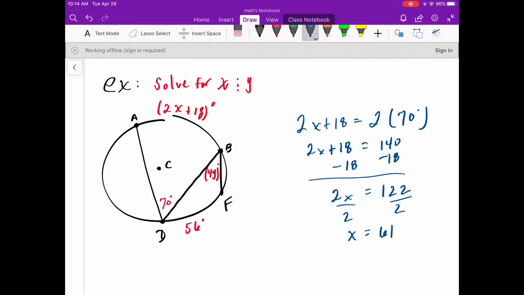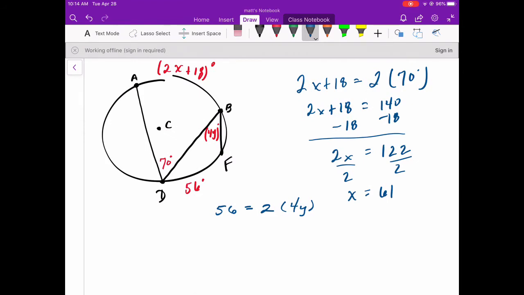Now we're going to solve for y. Now notice that 56 is the arc, and it's twice as big as the angle. And in this case, the angle is the 4y. So go ahead and multiply by 2, or you can divide by 2 from the beginning. It's really up to you how you like to do it. I'm just going to go ahead and multiply by the 2 there and distribute, and I get 8y. Now I'm going to divide both sides by 8, and that means that y is 7.